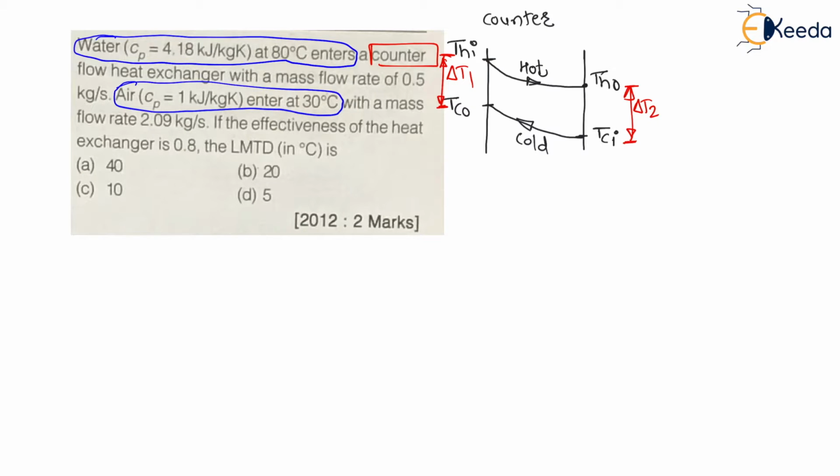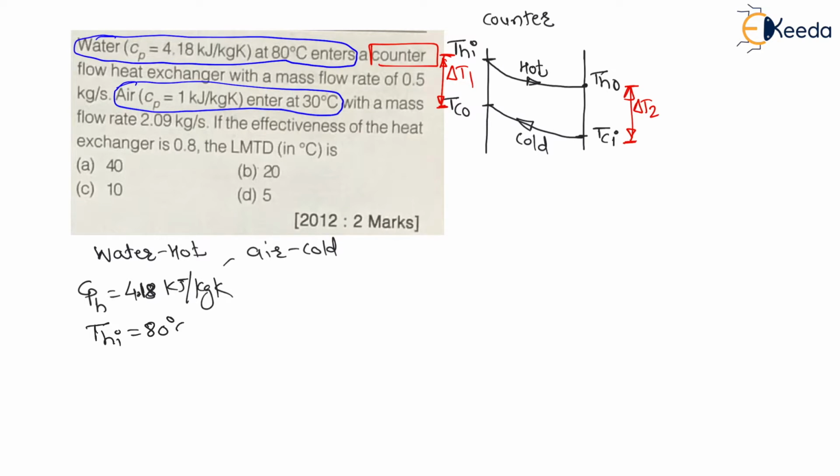Therefore here I can say water is hot fluid, and air is cold fluid. Therefore whatever may be the data given for water is for hot fluid, and the data given for air is for cold fluid. Therefore here Cp of water is given. Therefore here we can say the specific heat of water is nothing but Cp of hot fluid is equal to 4.18 kilojoule per kg Kelvin, right? This is the Cp of hot fluid. Then entry temperature of hot fluid, that is Thi is given, Thi, which is nothing but 80 degrees Celsius, right?